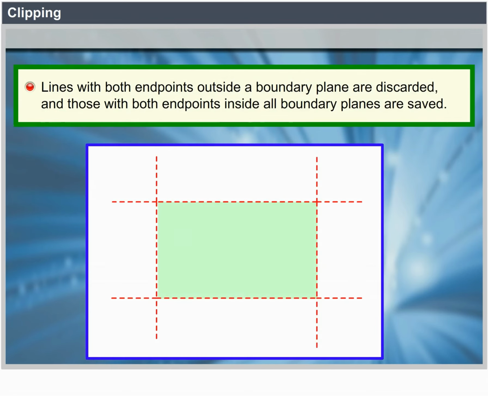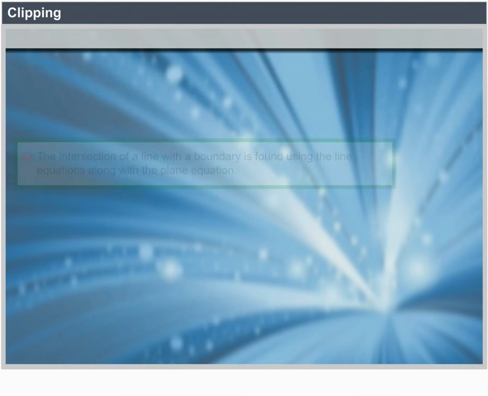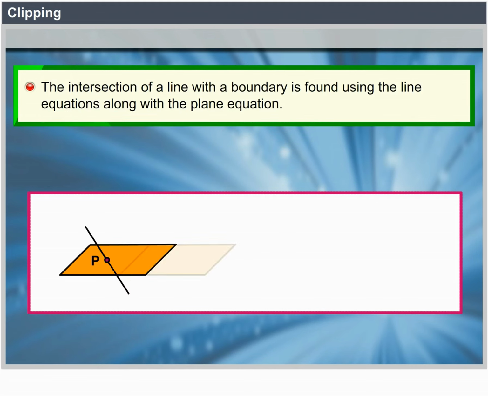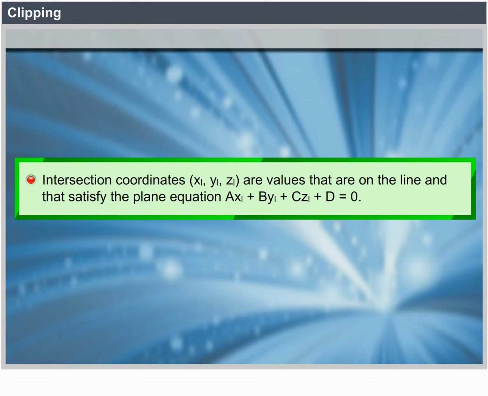Lines with both endpoints outside the boundary plane are discarded, and those with both endpoints inside all boundary planes are saved. The intersection of a line with a boundary is found using the line equations along with the plane equation. Intersection coordinates xi, yi, zi are values that are on the line and that satisfy the plane equation a xi plus b yi plus c zi plus d equals 0.